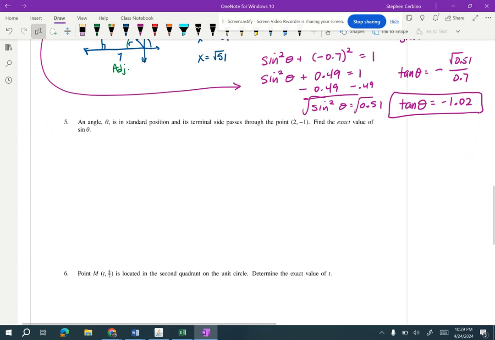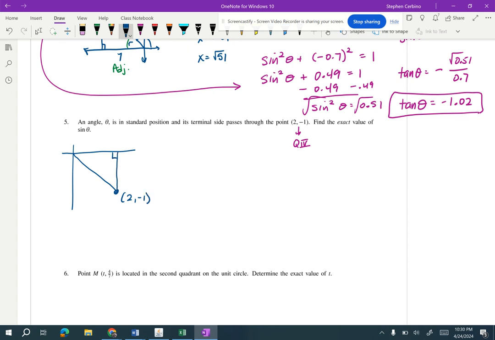Number 5 says that we have an angle in standard position. Its terminal side passes through the point (2, -1). If I go to the right 2 and down 1, I am in quadrant 4. So I'm going to draw a quadrant 4 angle. Here is the point. This is the point (2, -1). Terrible picture, but it's okay.